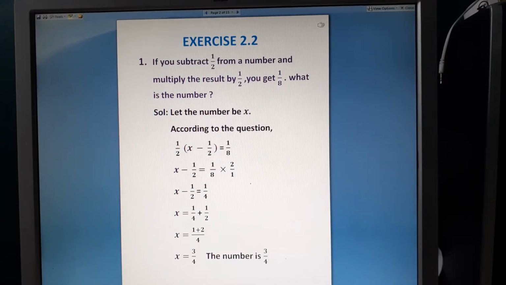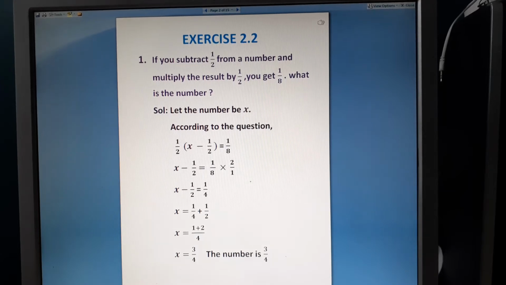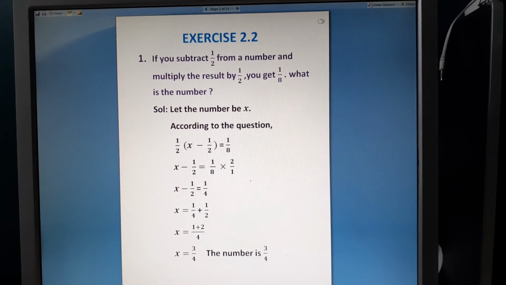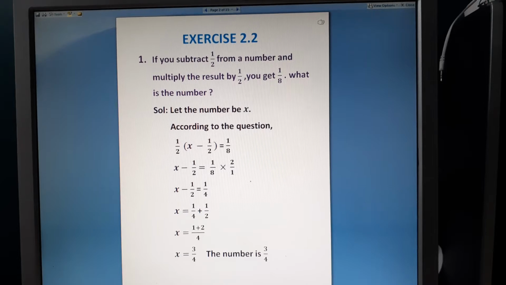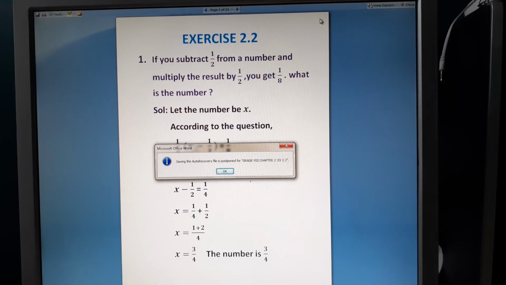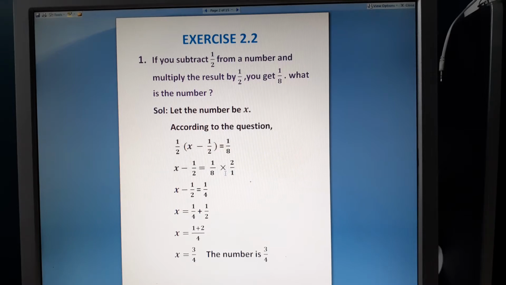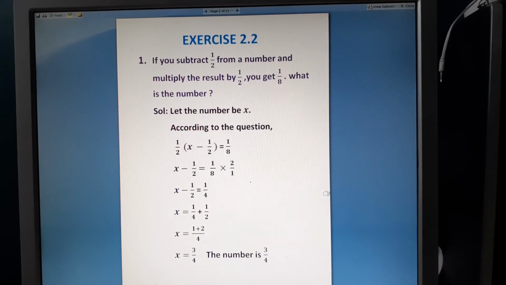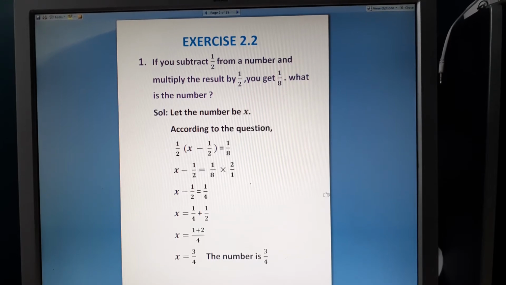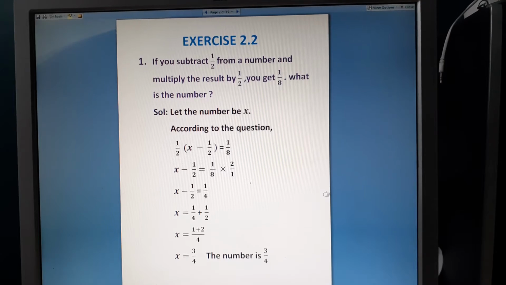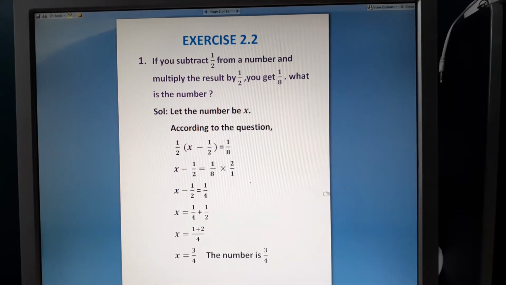x is equal to 1 divided by 4 plus 1 by 2. The left hand side minus half comes to this side and changes into plus half. x is equal to 1 plus 2 divided by 4. See the denominators: the first term denominator is 4 and the second term denominator is 2. Take LCM, then we get 1 plus 2 divided by 4, that is equal to 3 by 4. Therefore, the required number is 3 by 4.